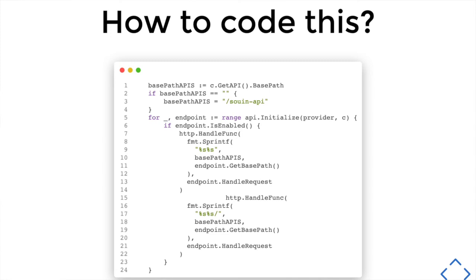If the endpoint is marked as enabled, I just create an HTTP handle function with and without the trailing slash on each endpoint, and have a property named handle request. As the name specifies, it handles the incoming request. Then the path is built from the concatenation of the main base path and the endpoint base path. This code is running at the Swing startup, and it's only when it's running, and it takes only some milliseconds to be executed.